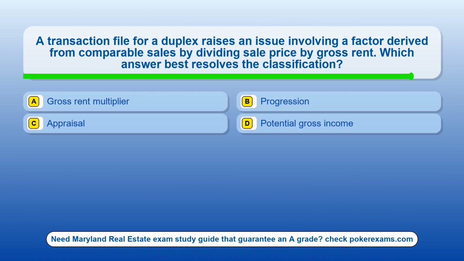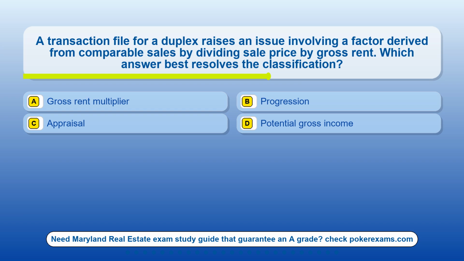Question 7. A transaction file for a duplex raises an issue involving a factor derived from comparable sales by dividing sale price by gross rent. Which answer best resolves the classification? Option A, gross rent multiplier. Option B, progression. Option C, appraisal. Option D, potential gross income.